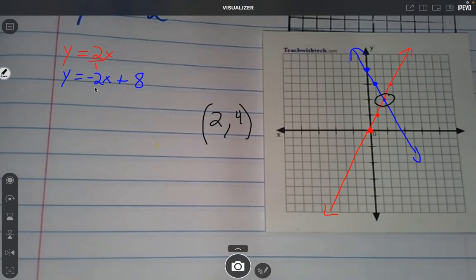Y'all want one more before I show you the calculator? Do y'all want one where it has a fraction for the slope? Yeah? I mean, it's not going to change anything that you do. It's just you go rise and run. But let me see if I can find one that has a fraction. I don't see one. There it is. Okay. 1/2 x plus 7.